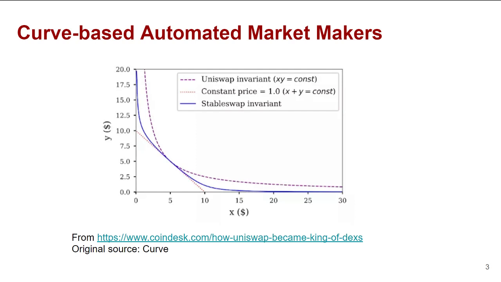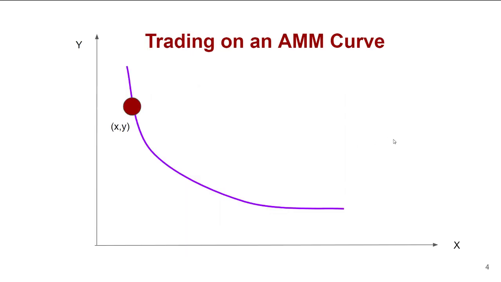But essentially, all of these curves give a particular form for the liquidity pool on the decentralized exchange that must always be maintained. As these invariants are being maintained, traders can come to the liquidity pool and trade against it and put in tokens of type X and get back tokens of type Y or vice versa. So let's take a look at a little bit more detail of how that works.